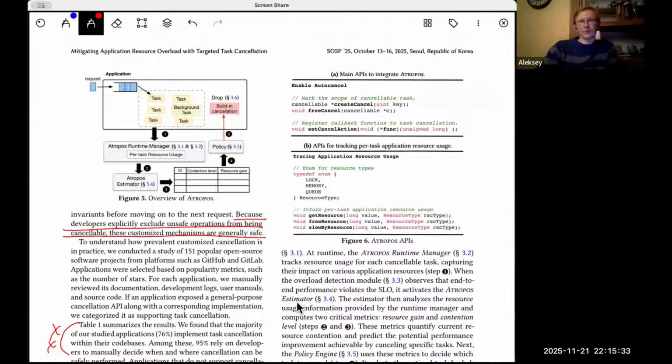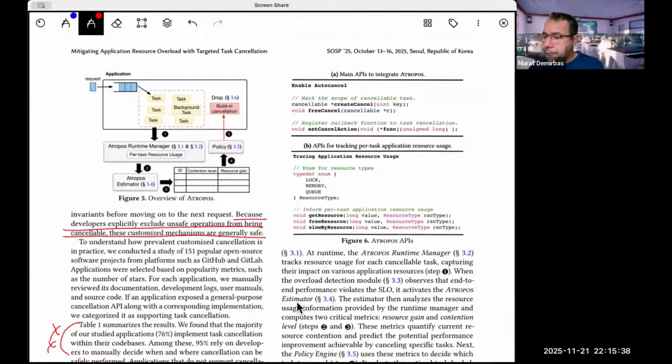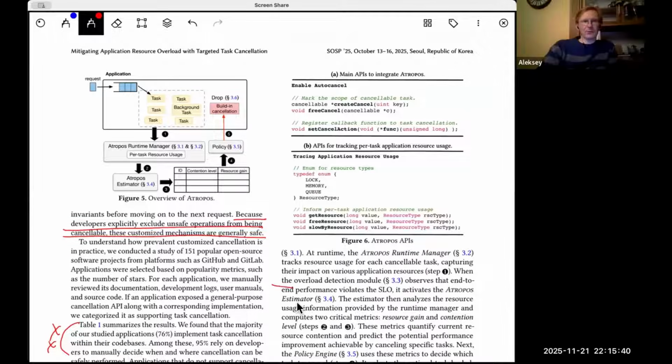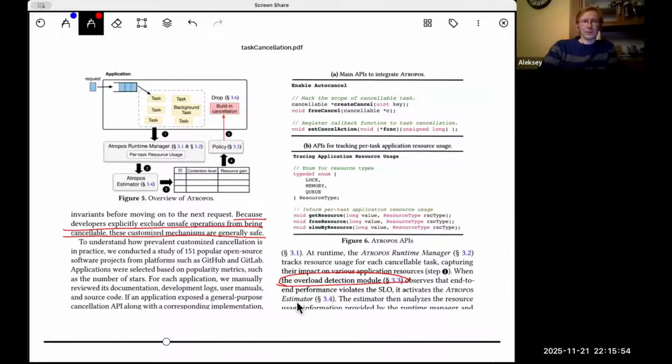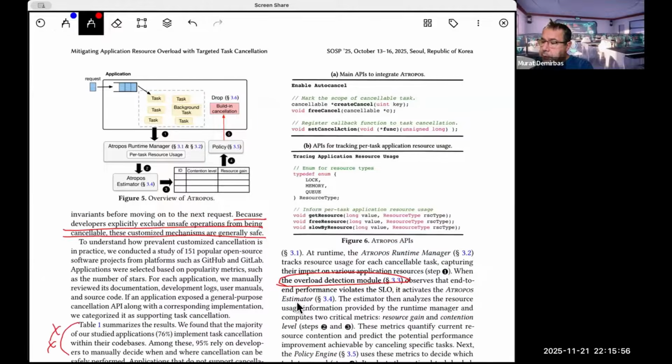So I guess it's some kind of scoring system, right? Based on those two metrics. Yep. It selects an optimal task by balancing the severity of resource contention and the potential resource gain from cancellation across multiple resources. Finally, Atropos triggers the selected task's built-in cancellation mechanism to safely terminate execution.